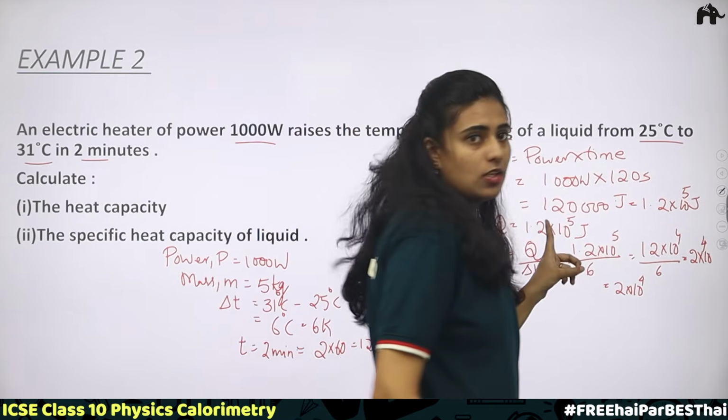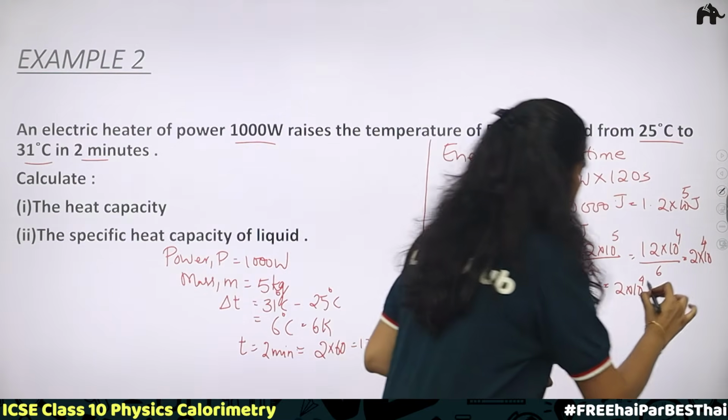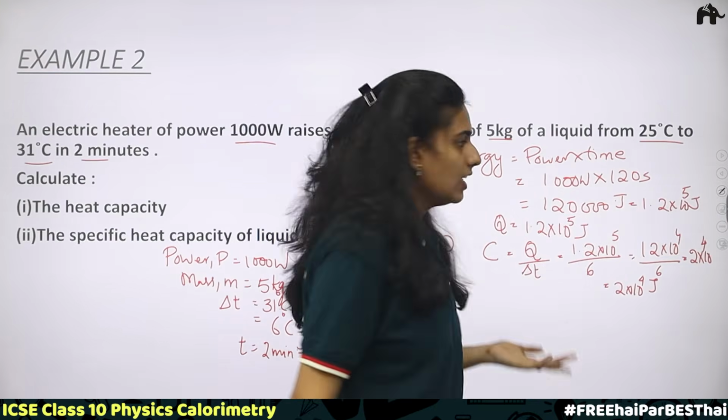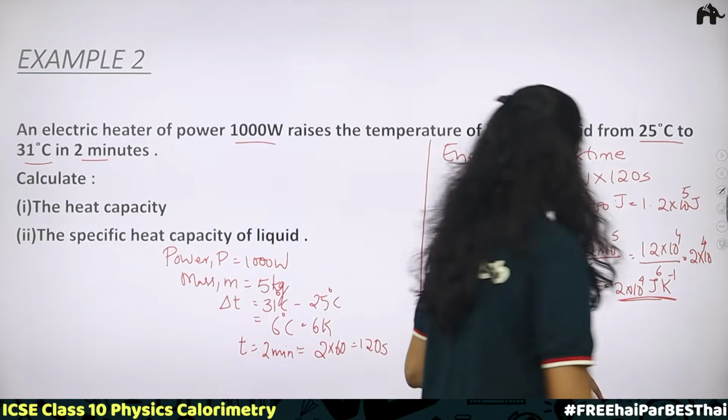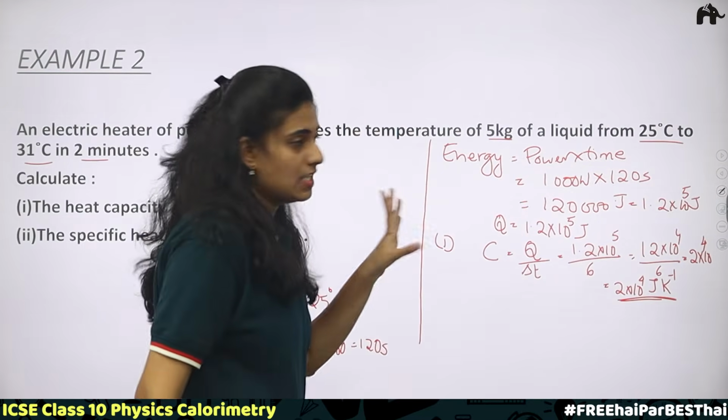Now, what is the unit? Heat energy is in joules. Change in temperature, either you can take in Kelvin or degree Celsius. So the unit is joule Kelvin inverse. Okay, we got the heat capacity.